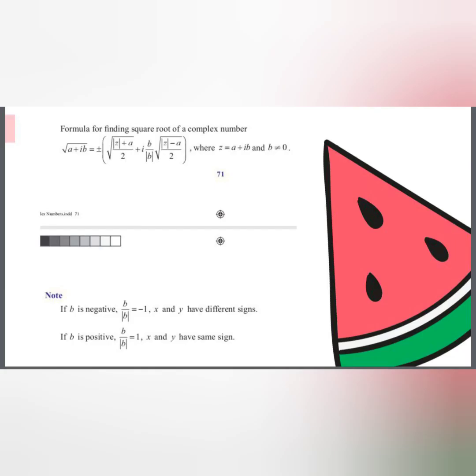And then the formula for finding the square root of a complex number. Previously we would derive it from the algebraic formula. Here you have the direct formula itself. So you can see the formula in the first paragraph. We will be making use of that also in the sums. Now we will move on to the sums.